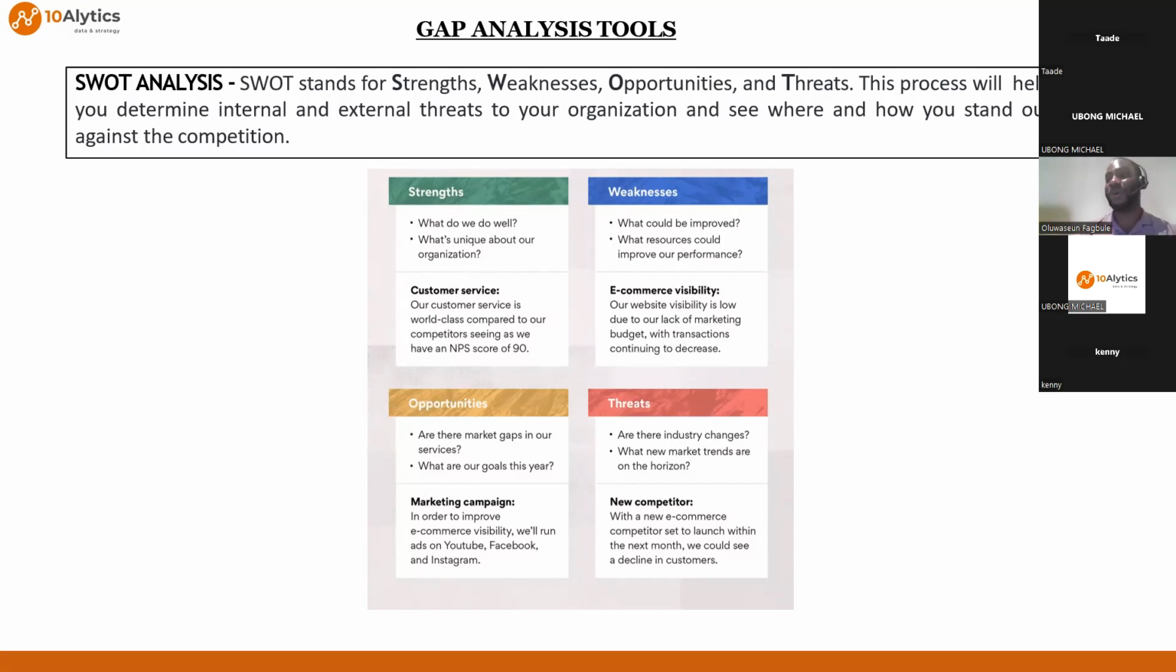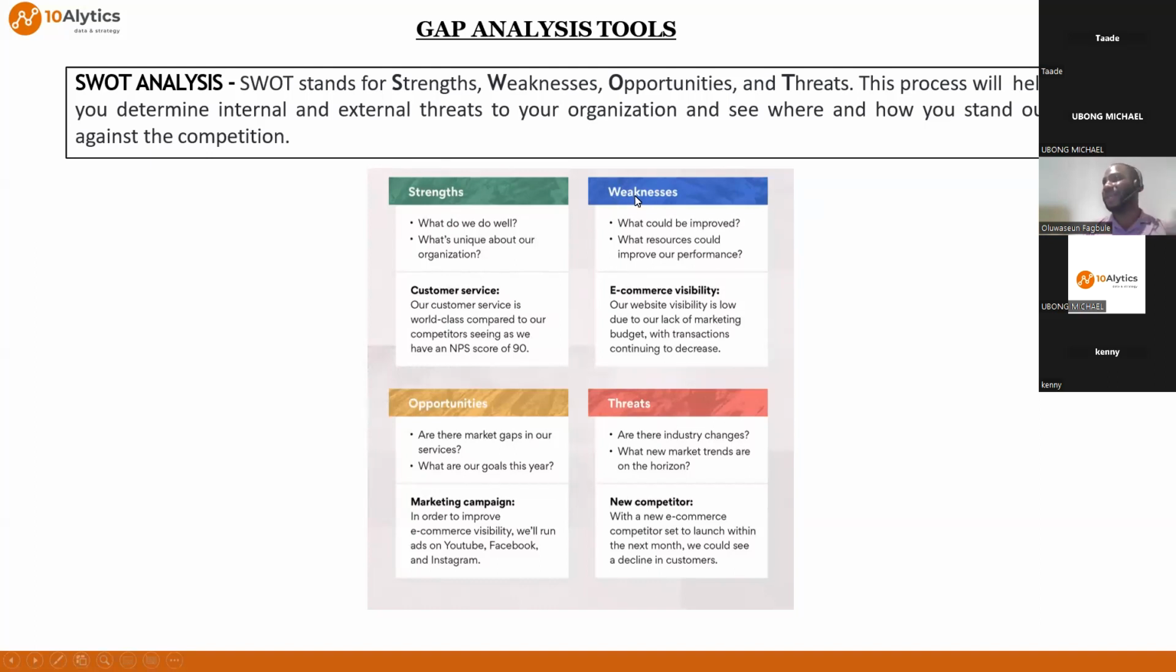So in the case of telco, the NCC will typically be the ones to carry out this NPS score and measure it. So we're saying that for our customer service, we are the best in class. That's our strength. We have an NPS score of 90 out of 100, which is really good. So we want to maintain that and keep that going.